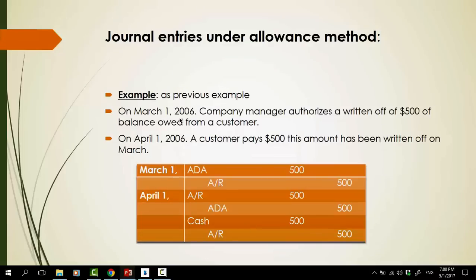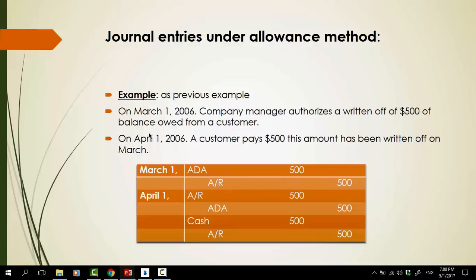On January 1st, 2006, the company manager authorized the write-off of $500 of the balance owed from customers. Again, we are following the allowance method. Then if we record the write-off under the allowance method, then ADA and accounts receivable. Why ADA and accounts receivable? We cancel the estimation and reduce the accounts receivable.